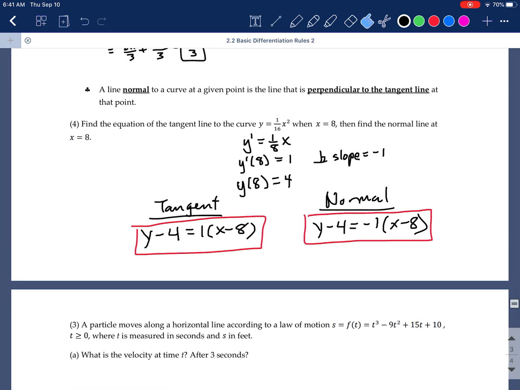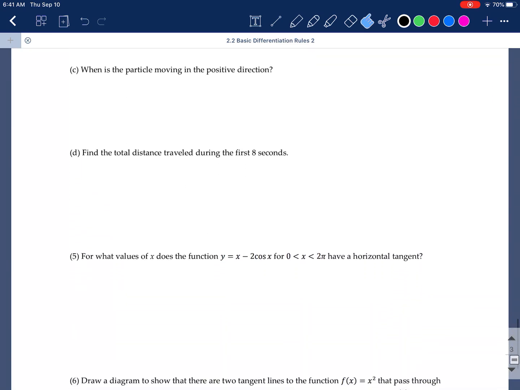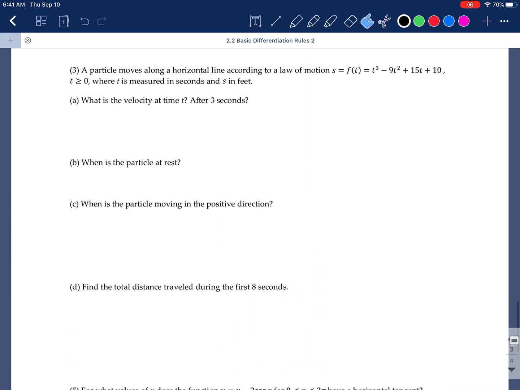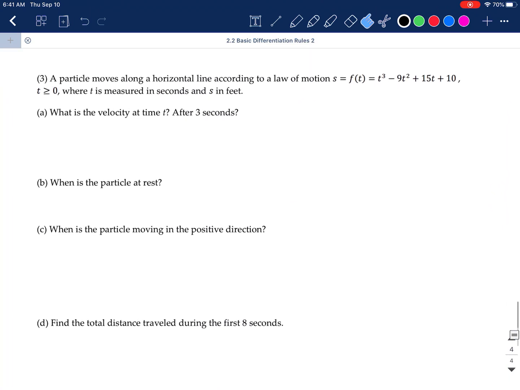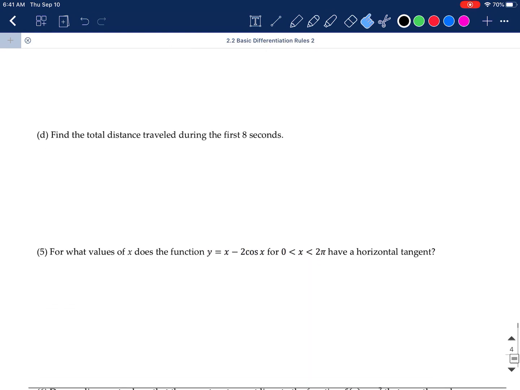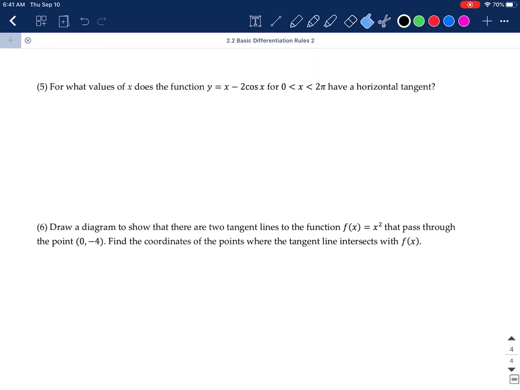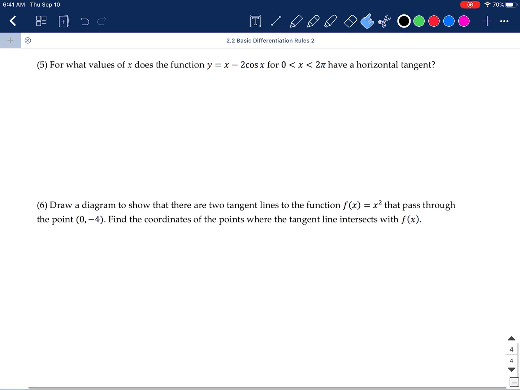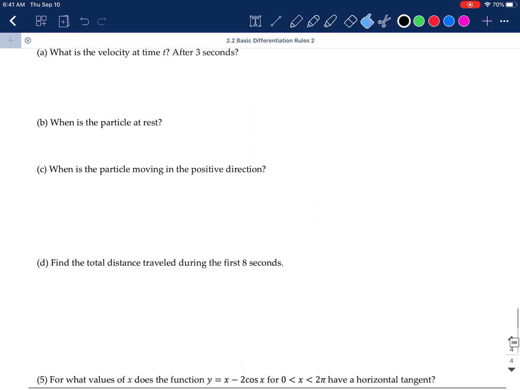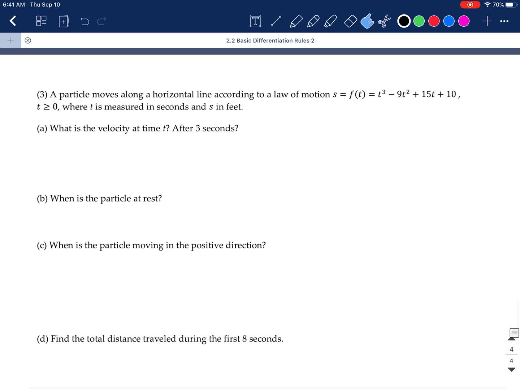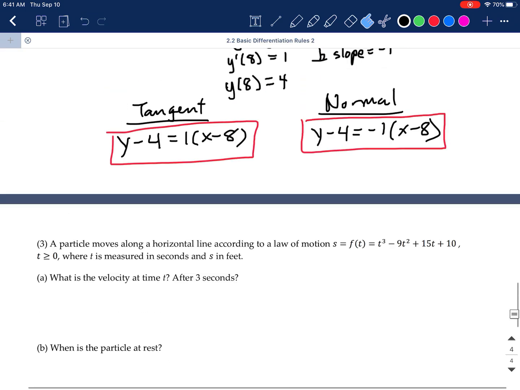Okay. So then down below here, we've got kind of a longer problem involving velocity and distance. And then we've got a trig equation, and then we've got some more parabola work. So I think we'll do these next 3 problems on the next video.